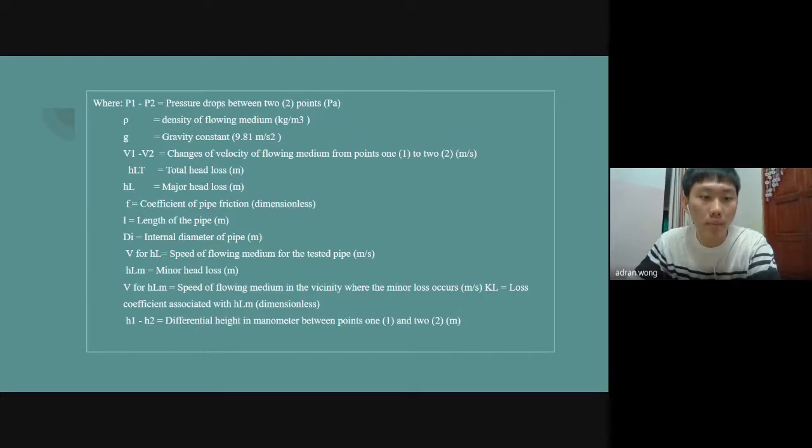V for HLM is the speed of the flowing medium in the vicinity where the minor loss occurs, and KL equals the loss coefficient associated with HLM, and H1 minus H2 is the differential height in the manometer between point 1 and point 2.